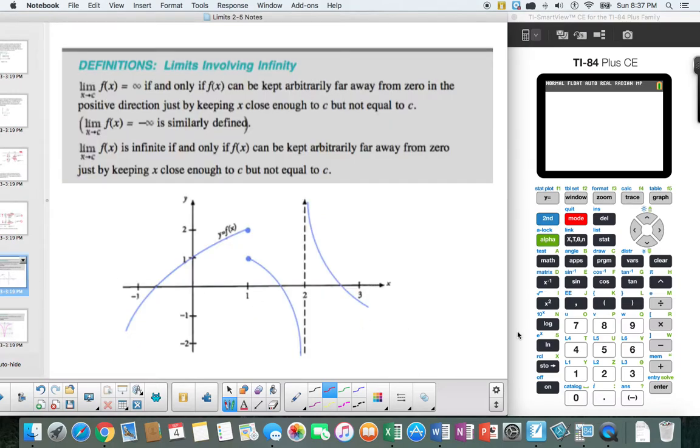All right, so here are some definitions utilizing infinity. We say when x approaches some c value, whether from the left-hand side or the right-hand side, the limit is infinite if and only if, and again this is a definition, f of x can be kept arbitrarily far away. So the closer you get to 2, the farther and farther we get away from the 0 here.